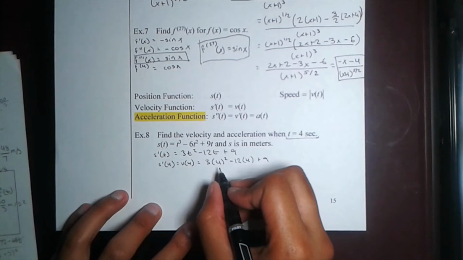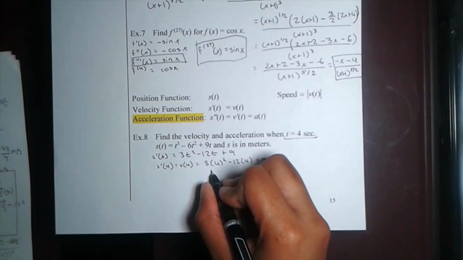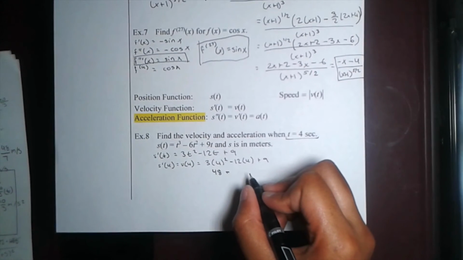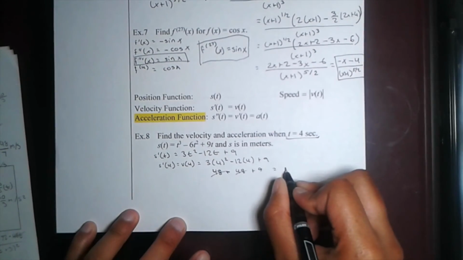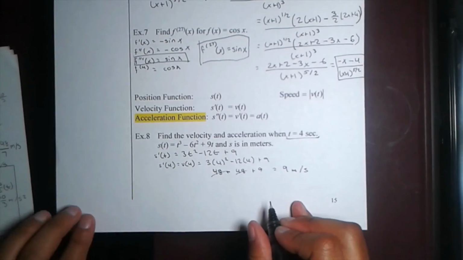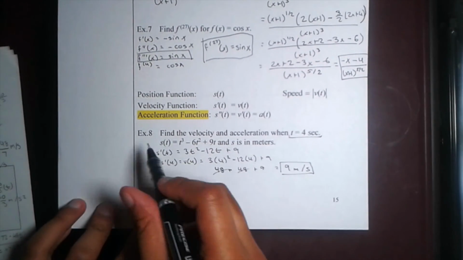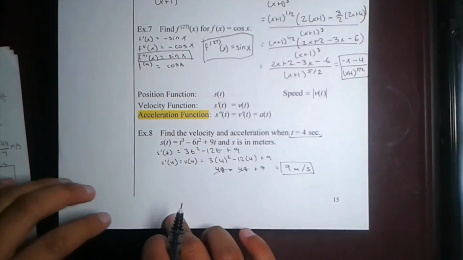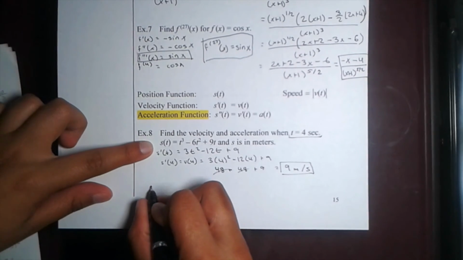Four squared is 16. 16 times 3 is 48. Twelve times 4 is also 48. And plus 9, these 48s cancel, and you get a velocity of 9 meters per second. And then for the second one, we're looking for the acceleration. The acceleration is the second derivative of the position function. We already found the first derivative, so we just derive that one more time.